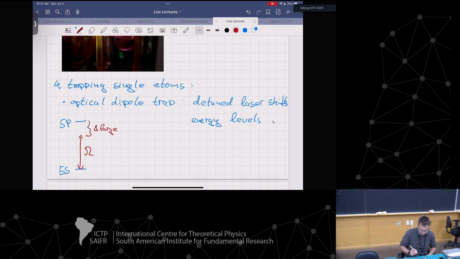And what this will do, we actually want to be so far detuned that we are rarely, if at all, exciting the atom. So we are so far detuned, you would say nothing happens. But actually, something does happen. Just the fact that there is this far detuned light field actually shifts these energy levels.